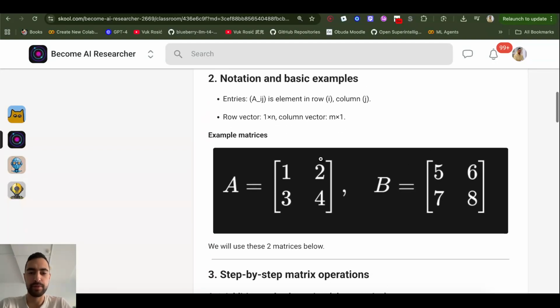Here are some example matrices. So 1, 2, 3, 4. So here, if I say first row, this is the first row, okay? First column is this.